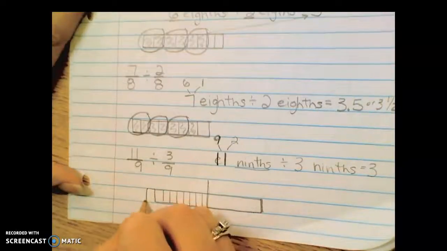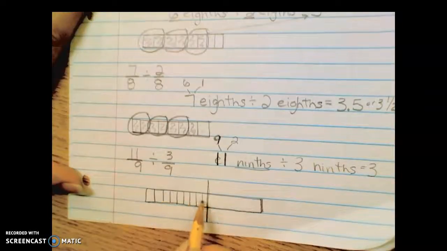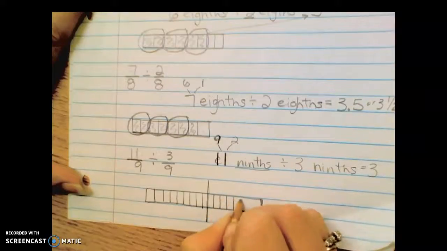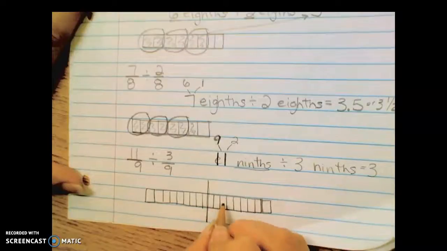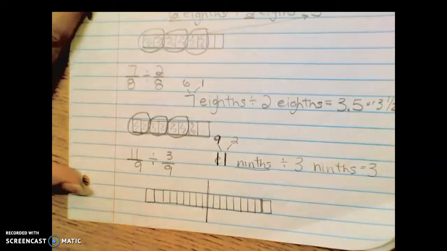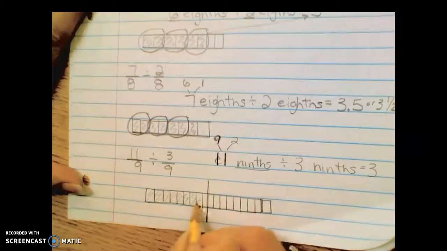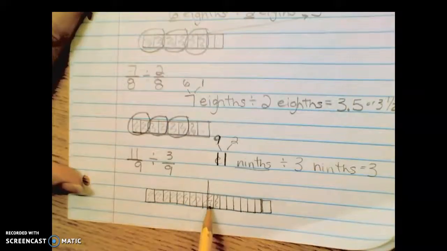I'm going to draw one over here because I got a little smushed there. 1, 2, 3, 4, 5, 6, 7, 8, 9. So there's ninths. And there's another 9. So now I need to color in 11 of them, which is more than a whole. So I can color in all of these really quick. So that's 9, 10, 11. So I can see 11 ninths is 1 whole and 2 ninths of another whole.